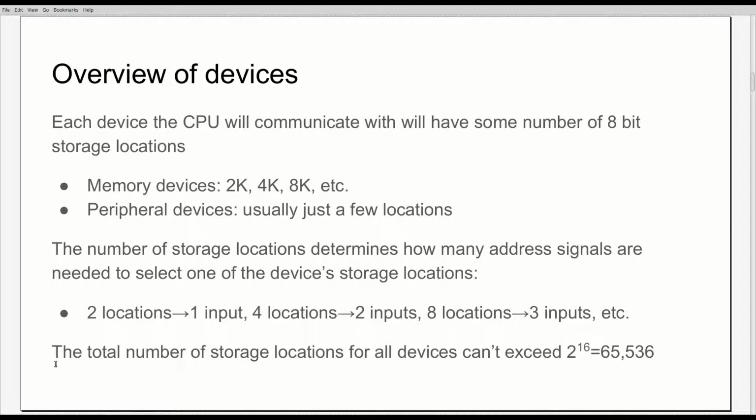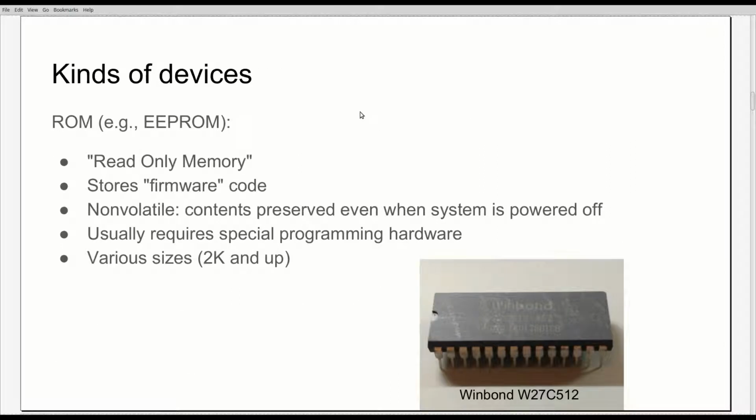And of course, one important global property for the system as a whole is that the total number of storage locations across all devices in the system can't exceed the size of the CPU's address space, which in the case of the 6809 is 2 to the 16 bytes, 65,536 bytes of data. There are things that you can do, such as bank switching, to sort of work around address space limitations. But in general, at any given time, this is the maximum number of storage locations that the CPU can directly access.